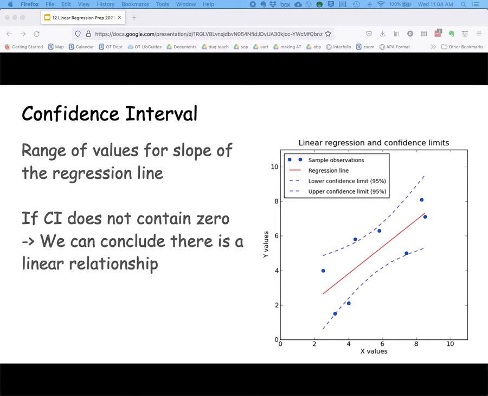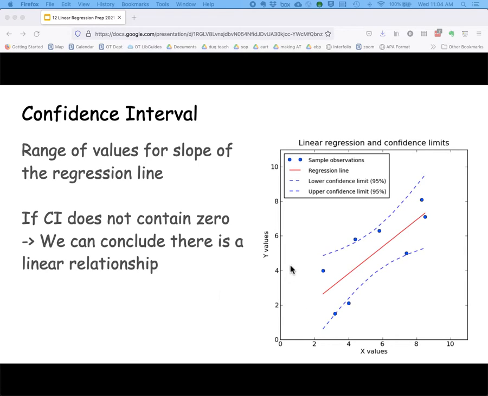Not all research papers report the confidence interval of the slope, and not all online calculators give you the confidence interval of the slope, which is a shame because it gives you useful information. The confidence interval you get with regression is the confidence interval of the slope of the regression line.